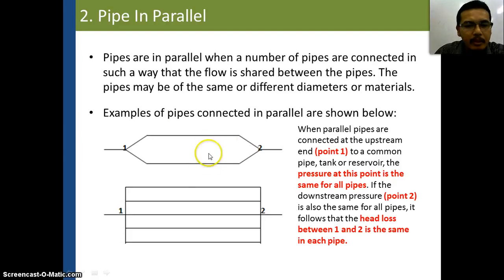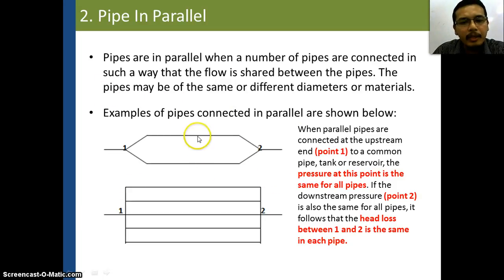Same thing as in our house: the main electricity comes from outside, and in parallel we share the same amount of voltage in your house, because your electricity is connected in parallel. So it is the same thing in parallel pipes.